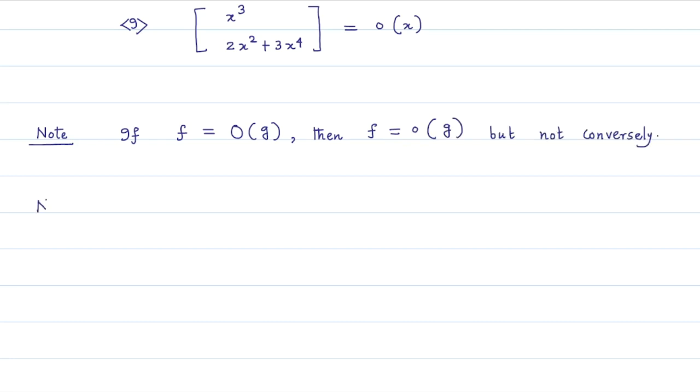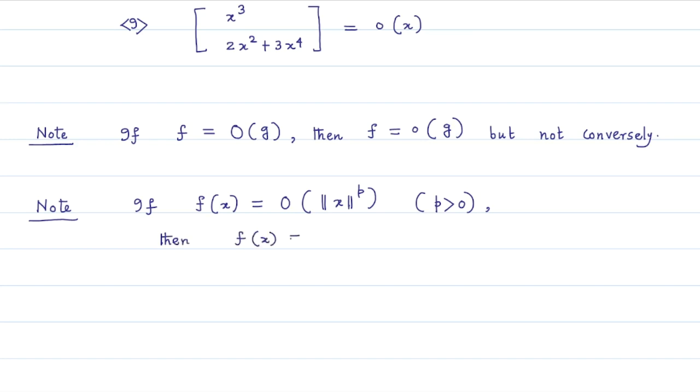I also would like to make a special note that if we have a function f that is big O of norm of x to the power p for some p greater than 0, then the function f certainly is small o of norm of x to the power p minus epsilon for any epsilon greater than 0. Here in this note, we are taking the function f as usual to be a function from Rn to Rm, and thus the variable x has n many components.